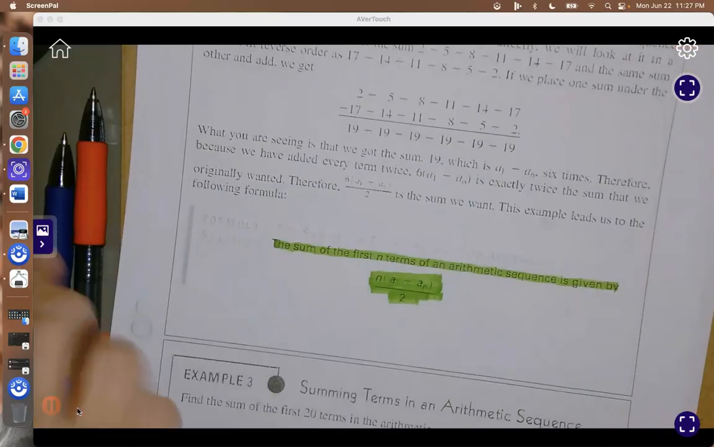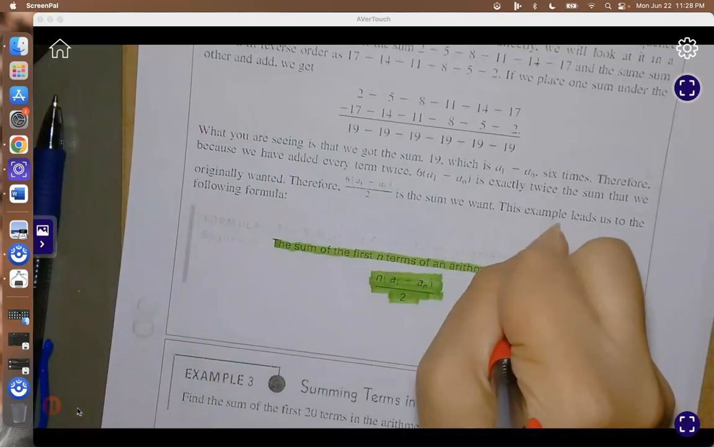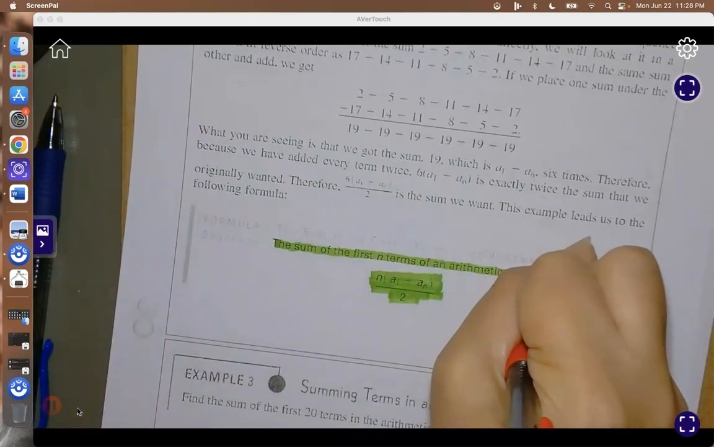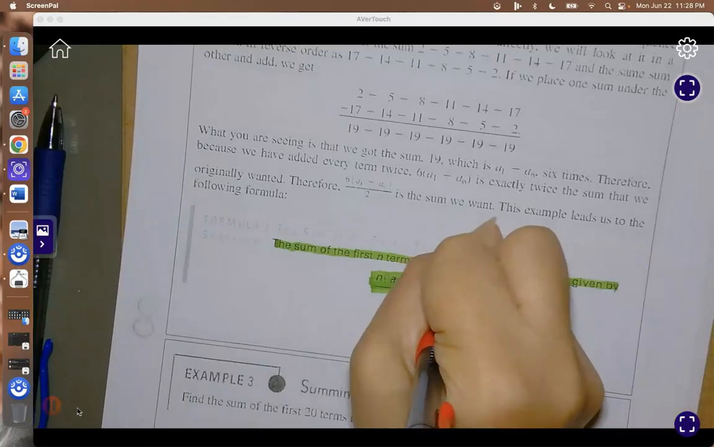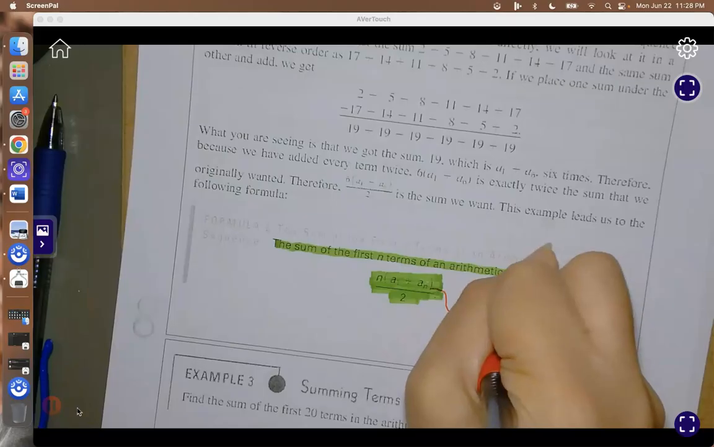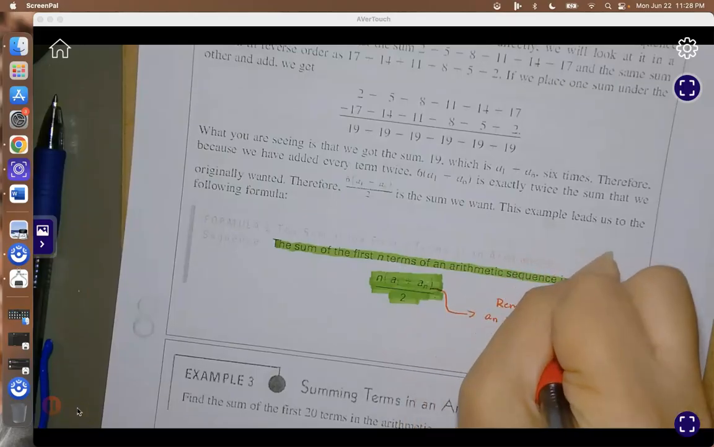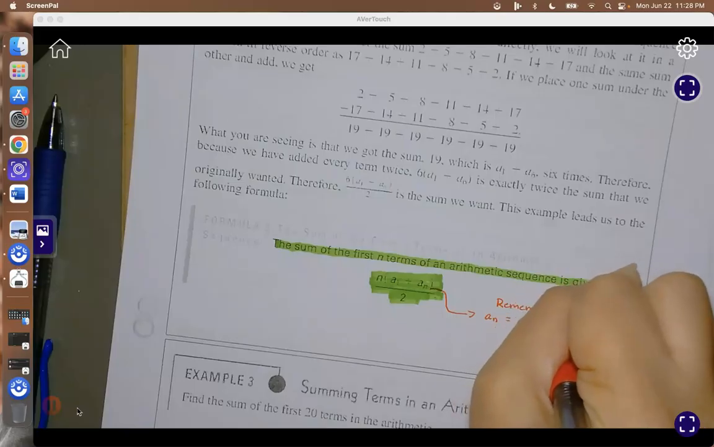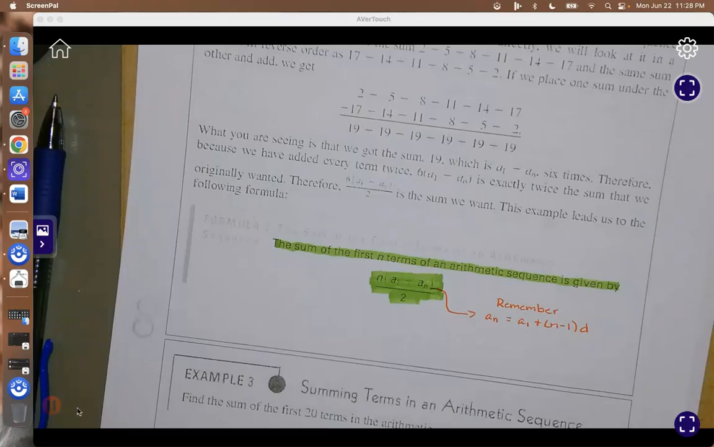Okay, so remember here, I'll put a little note here. Remember, a sub n is a sub 1 plus n minus 1 times d. So we have to do that first.